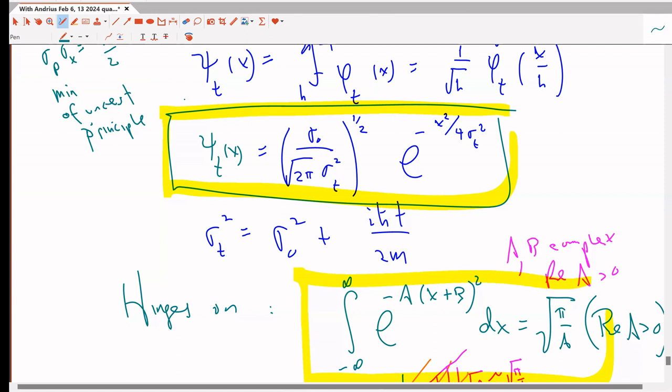No, I think momentum space is the natural space for evolution in time. Yeah, maybe. It's another way of thinking about it. I'll stop sharing.